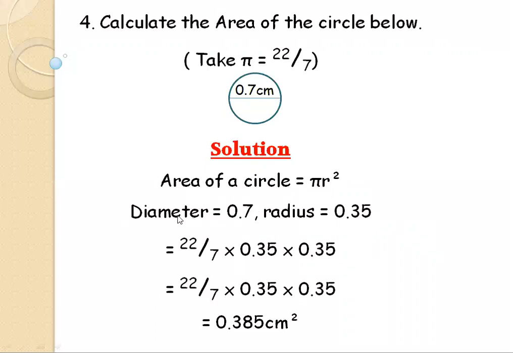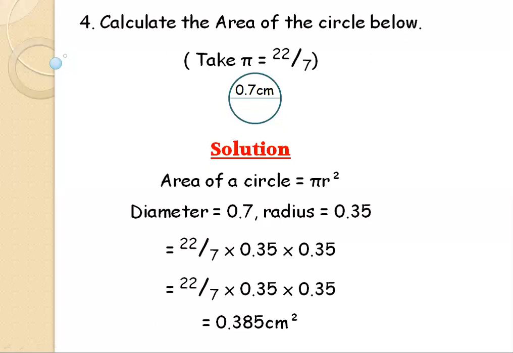Now from this question, we have the diameter, which is 0.7. For me to know the radius, I'll divide my diameter by 2. 0.7 divided by 2 will give me 0.35. So take note, my diameter is 2 times radius, while my radius is diameter divided by 2. Okay, so let's put in our value. Pi is 22 over 7, multiplied by the radius, 0.35, multiplied by another radius, 0.35.